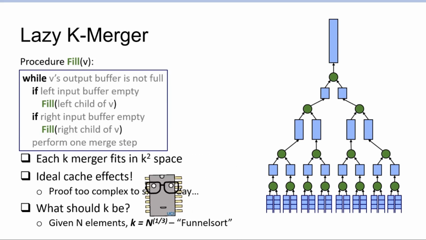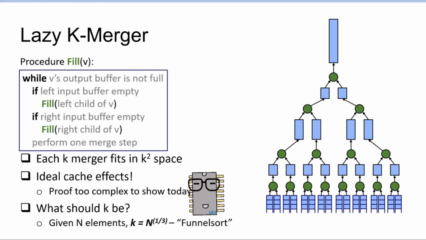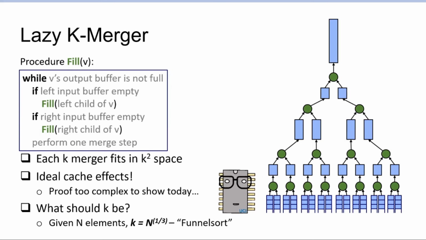But given n elements, choosing a K value of n to the power of 1/3 is a special way of doing sort called the funnel sort. Funnel sort is the cache oblivious sorting algorithm which all of this leads up to. And here I'm going to take the chance to say that, like I mentioned a couple of times already, I don't know if implementing pure funnel sort is the correct way to do any of this in most cases.